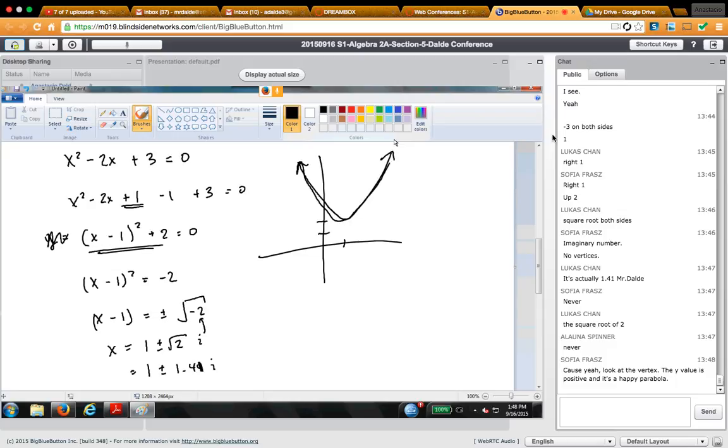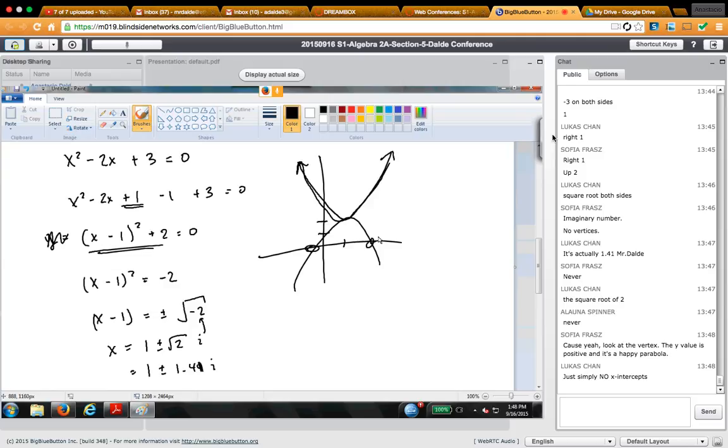Yeah, exactly. Sophia's saying, hey, the vertex, you're pushing the vertex up, and it's a happy parabola. If it were a sad parabola, that's a different story. Then when does the thing cross the x-axis? Right here and right here. You know, we understand that. But the thing is, when does it cross the x-axis now? It never does.